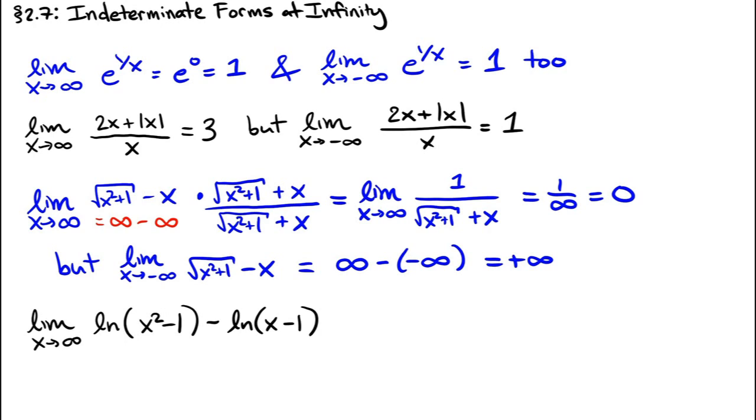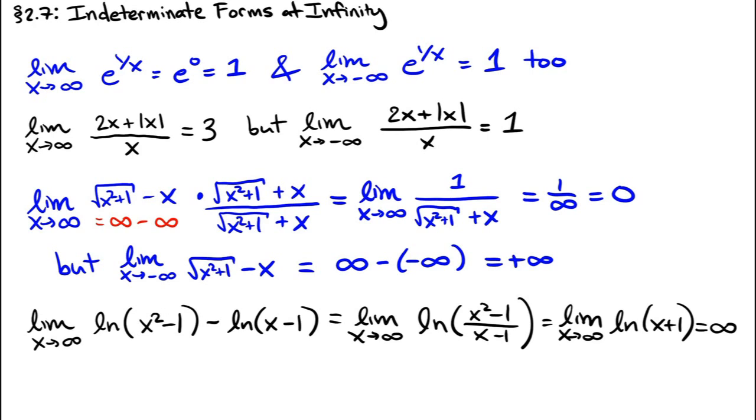In the last limit, we use our familiar strategy of log rules. And once you do that, the inside of the natural log function is an indeterminate form infinity over infinity, and we can use our old strategy of factoring to finally get the natural log of something that's growing to plus infinity. That limit is plus infinity.